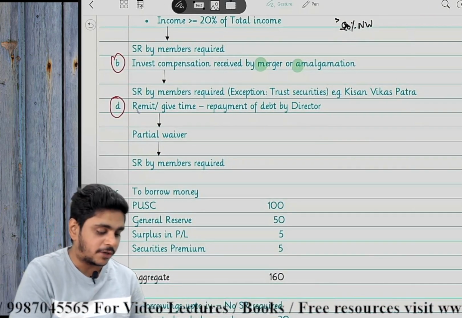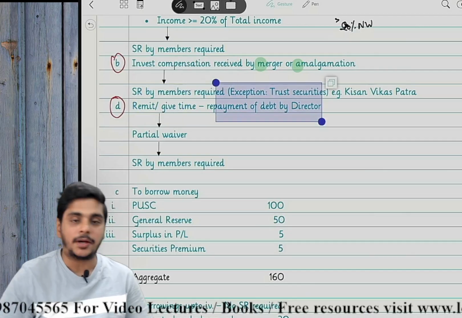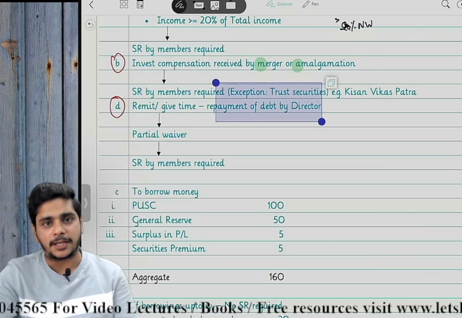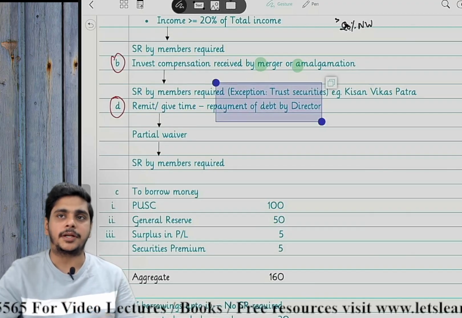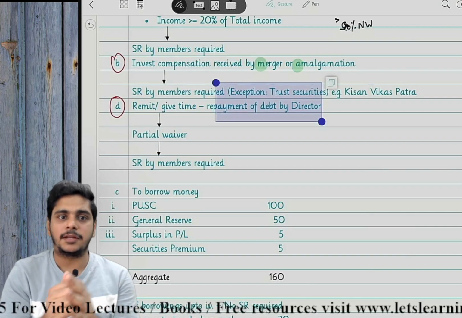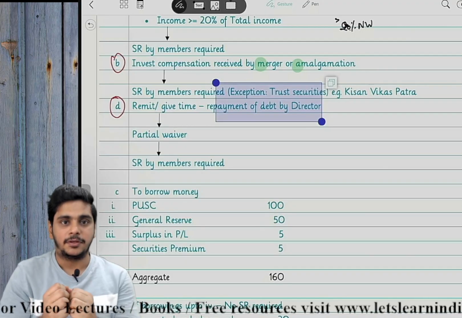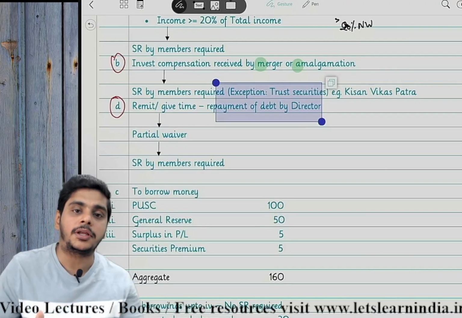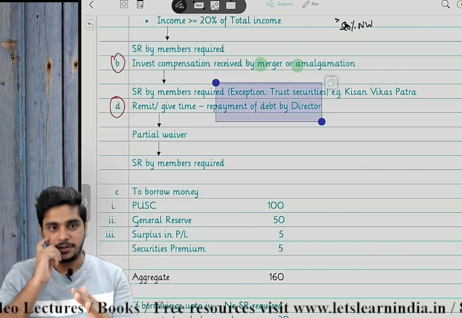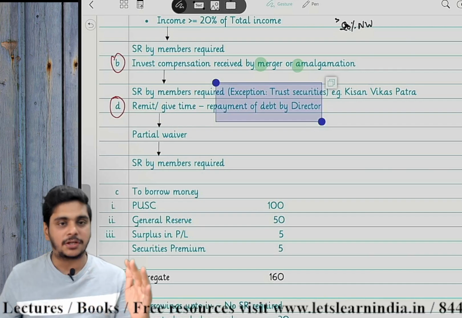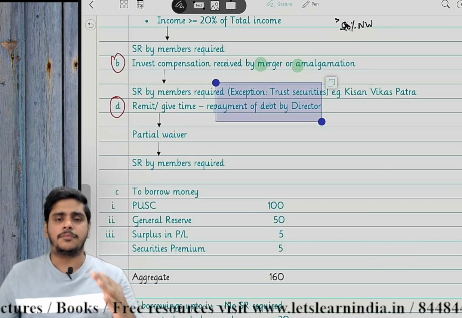To remit or give time for repayment of a debt due by director. So the director has taken the money. He is unable to give. He is asking for more time. So you want to give an extension of time, or he wants remission. Remission means partial waiver. So boss, sorry, board, you can't do it.